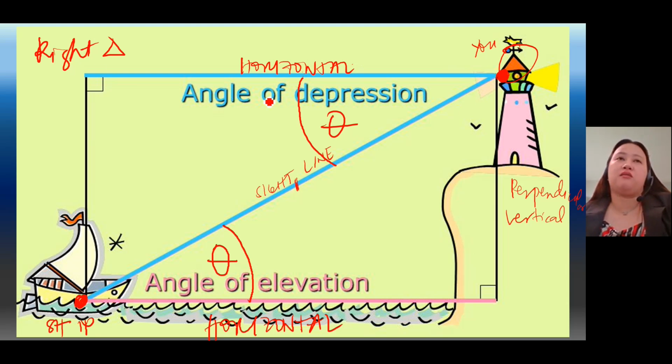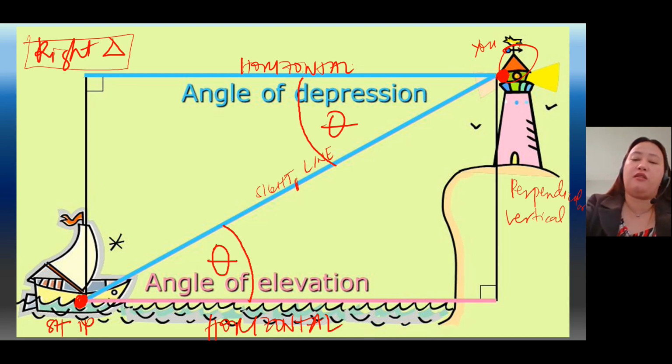Next, to complete the right triangle, again, we need the perpendicular or the vertical line. The vertical line is from the thing or object that you can see towards the horizontal so that you can form the right angle, the right triangle. We do have separate discussions on these two angles on the next slides.